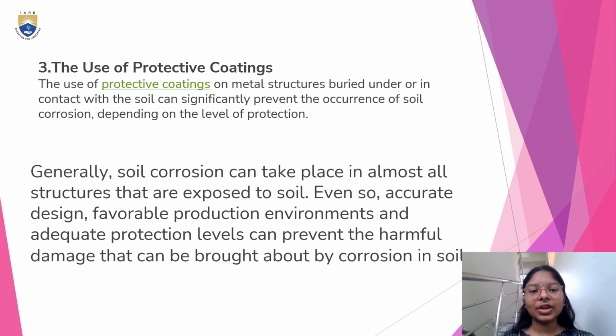Now, the third way is the use of protective coatings. The use of protective coatings on metal structures buried under or in contact with the soil can significantly prevent the occurrence of soil corrosion, depending on the level of protection. Generally, soil corrosion can take place in almost all structures that are exposed to soil. Even so, accurate design, favorable production environments, and adequate protection levels can prevent the harmful damage that can be brought about by corrosion in soil.